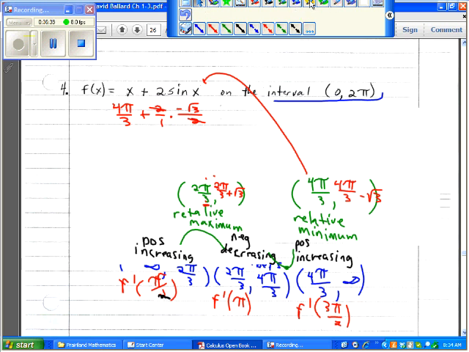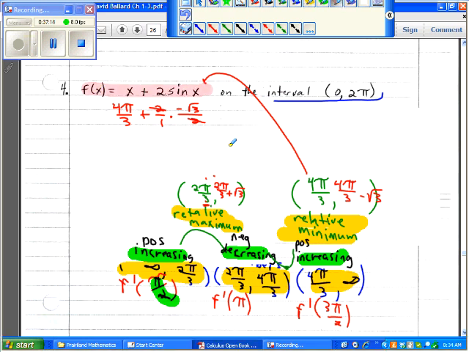So we have determined the open intervals. We found the critical numbers. We determined increasing and decreasing. From that, we determined that there were relative maxes and mins at those particular critical numbers, and then we plugged those back into the original function to get the y values of those critical points. Any questions on number 4?